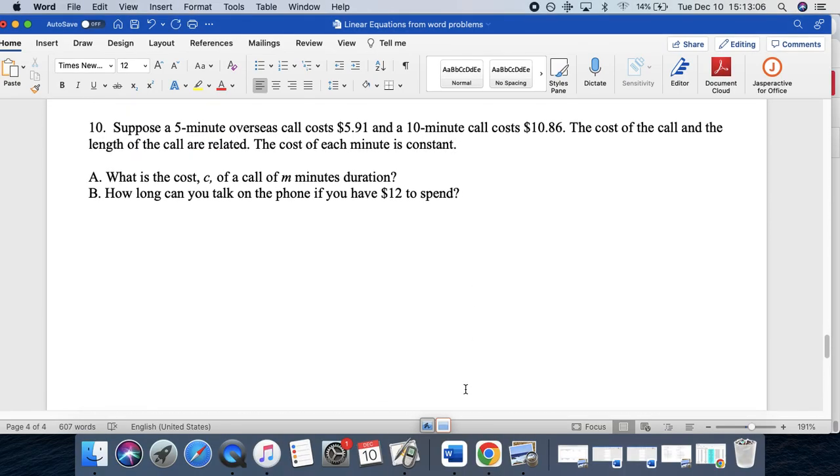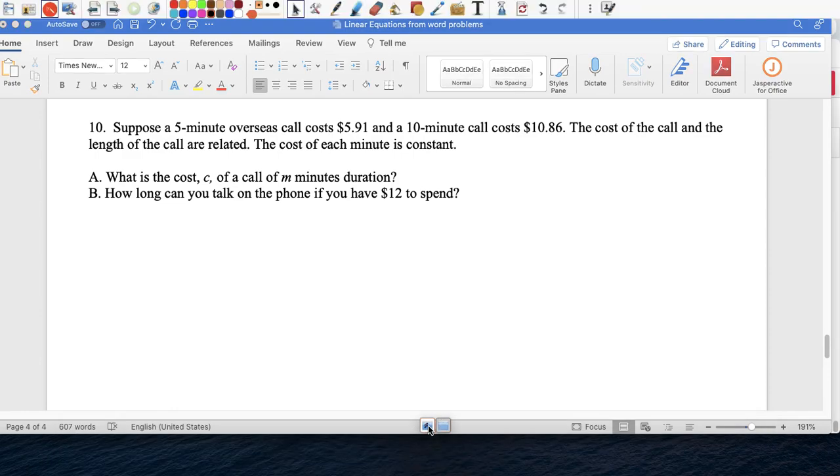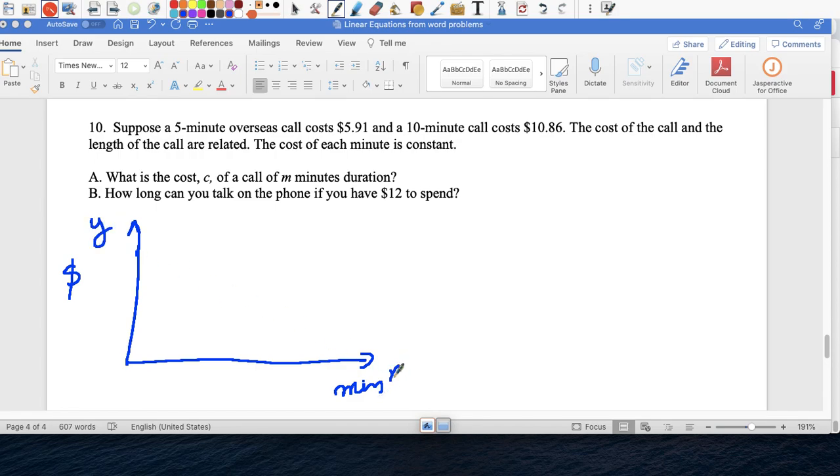Again, another problem. Just again, 5 minutes, so we know this is cost, and this is minutes. By now you know that time is always my independent. Money is my dependent, so this is my y, this is my x-axis. And then he says, hey, 5 minutes, you're going to pay $5.91. And then a 10-minute call, you're going to pay, says here, $10.86.